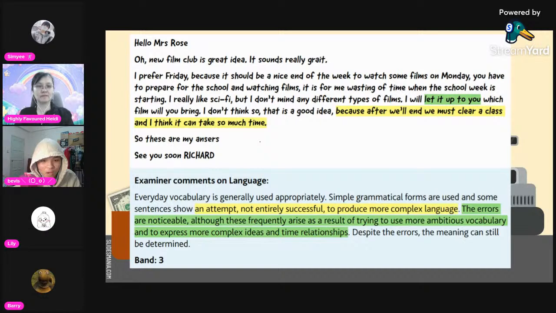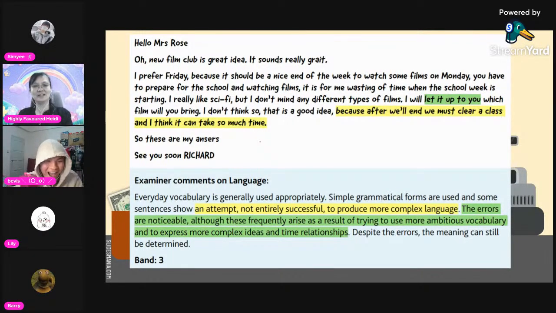See you soon, Richard. Examiner comments on language. Everyday vocabulary is generally used appropriately. Simple grammatical forms are used, and some sentences show an attempt, not entirely successful, to produce more complex language. The errors are noticeable, although these frequently arise as a result of trying to use more ambitious vocabulary and to express more complex ideas and time relationships. Despite the errors, the meaning can still be determined.